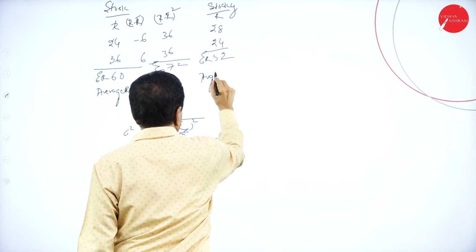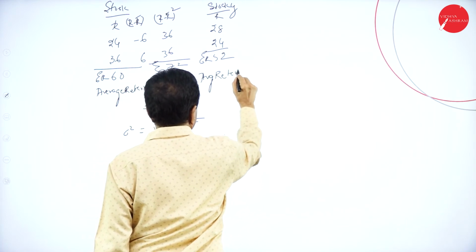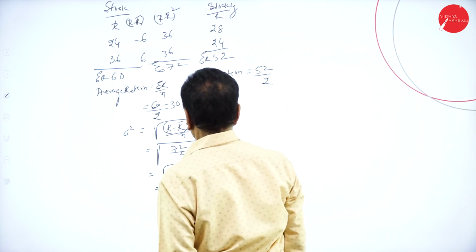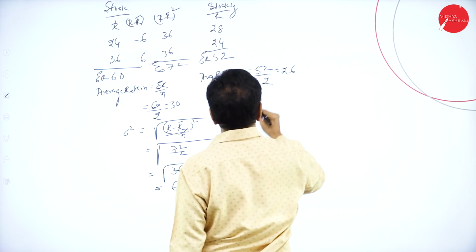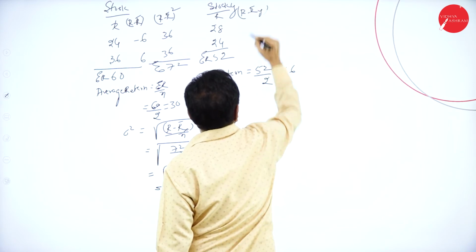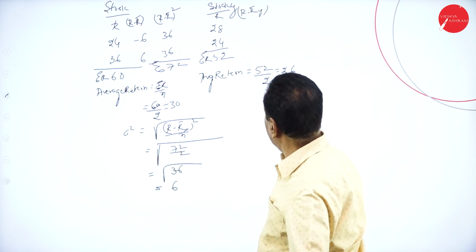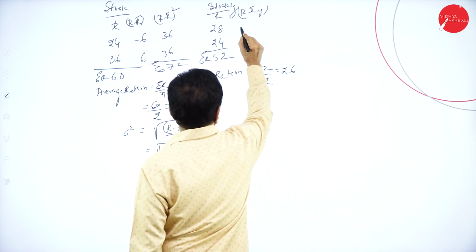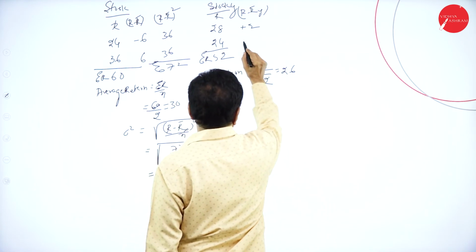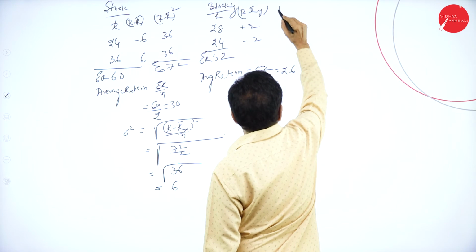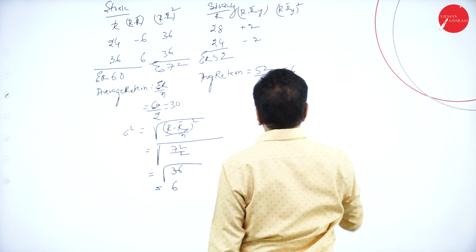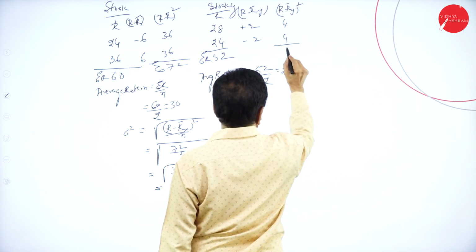Average return: 52 divided by 2. This is 26. R minus R mean Y: 28 minus 26 is 2, 24 minus 26 is minus 2. (R minus R mean Y) whole square: this is 4, this is 4, the total is 8.